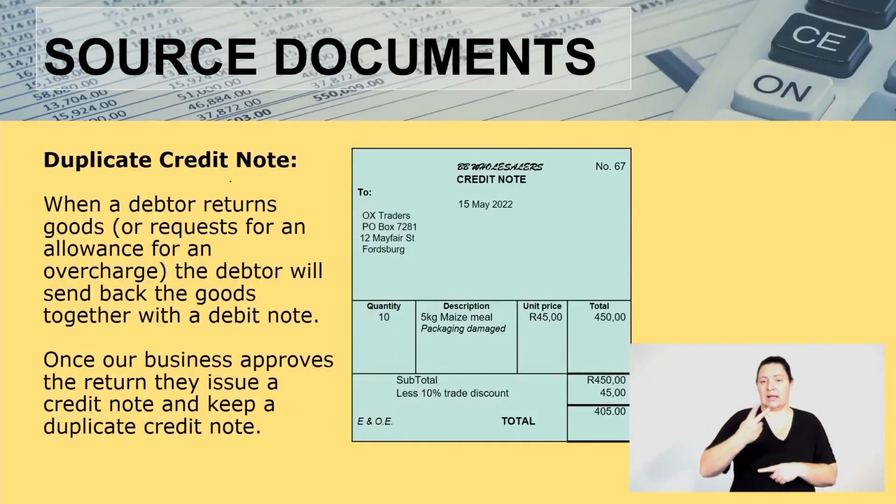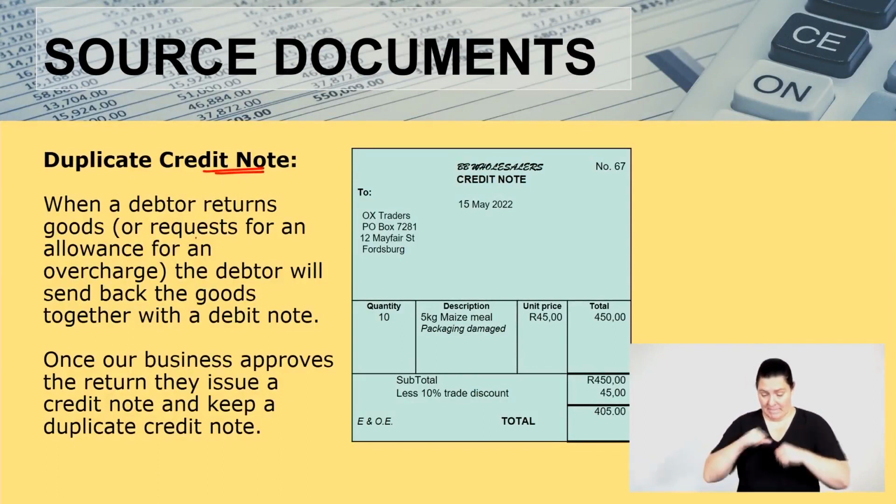But it is important to know, in accounting, source documents are very important. Because when we record transactions, we need to have source documents. So, when there is an allowance, what then is the source document? What you see on your screen is what we call a duplicate credit note.